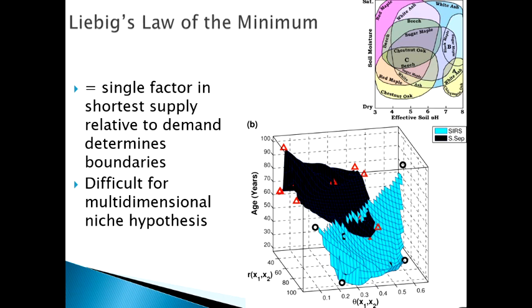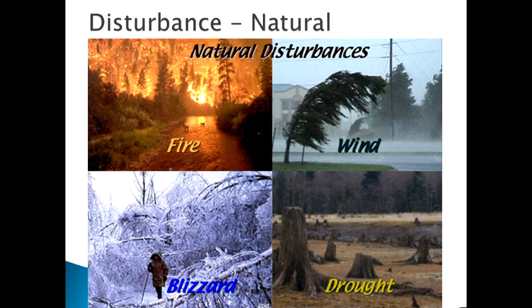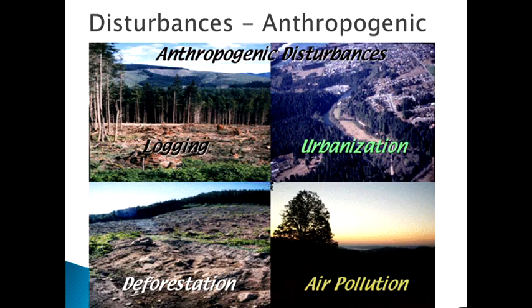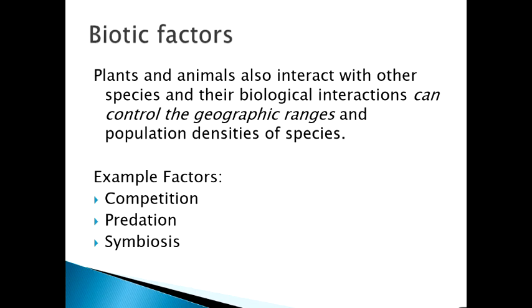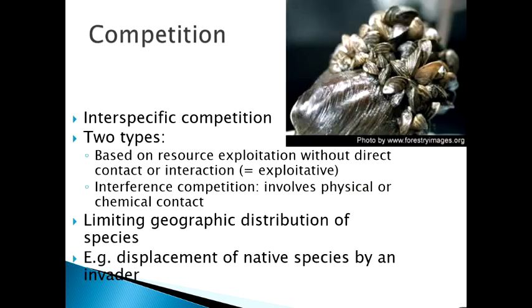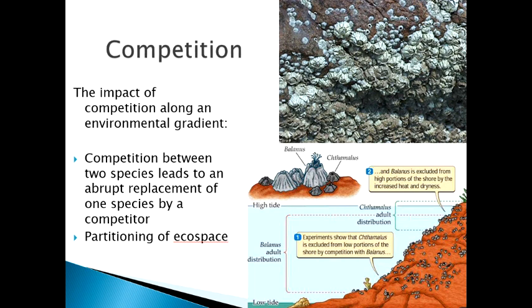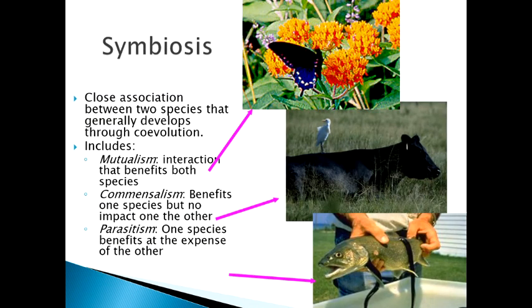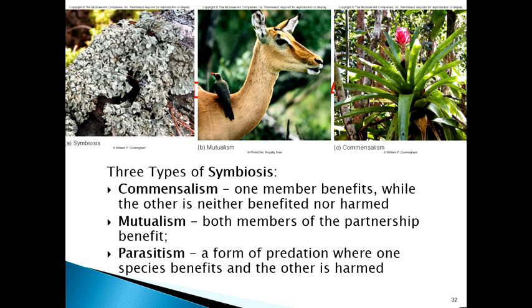The next batch of slides are things that I'm just going to assume are review for a lot of you: that disturbance affects these things, whether natural disturbances or anthropogenic disturbances, and then biotic factors, things that you should have had in some sort of ecology class before. So I'm not going to go on and on about competition, predation, symbiosis. I'm going to assume that you've seen all this.